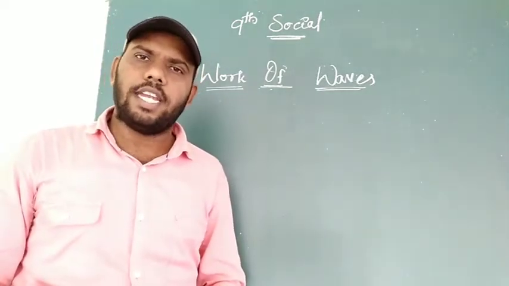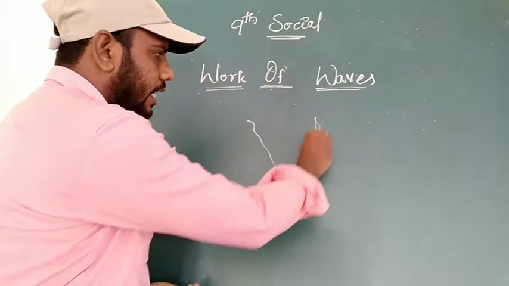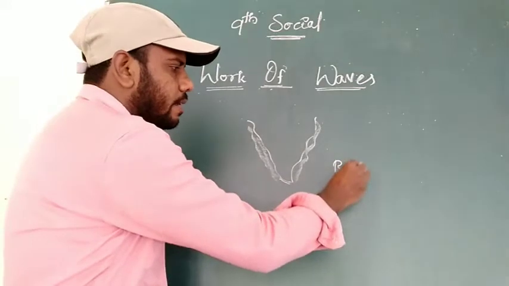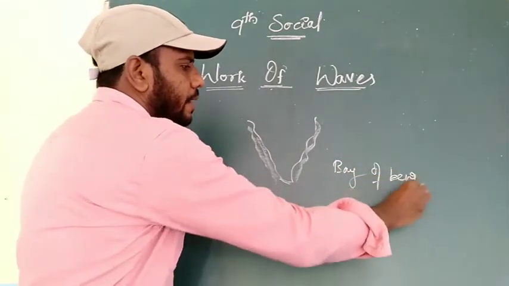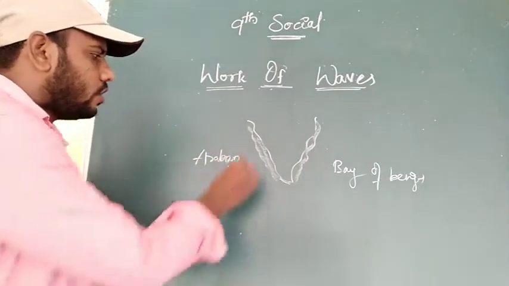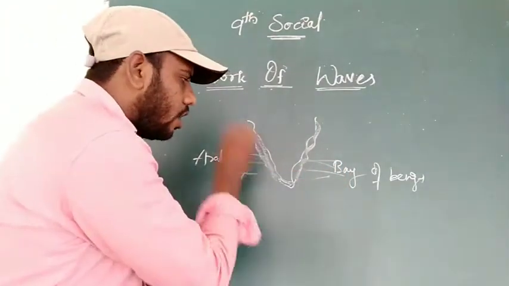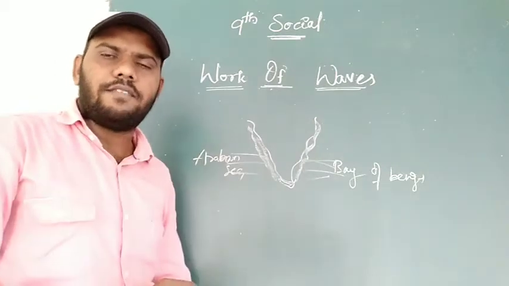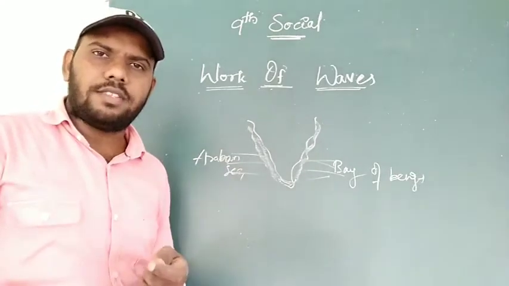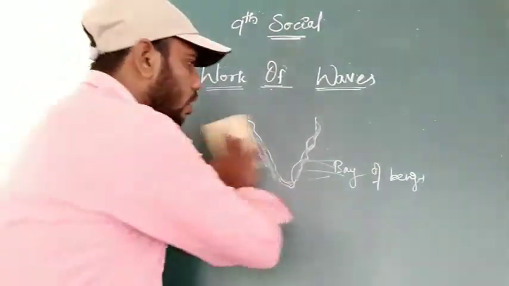In our India also, if we observe southern India, we can find coastal landforms. Here is the Bay of Bengal, yes or not? And here is the Arabian Sea. Due to this ocean or sea, coastal landforms will form. So how do coastal landforms form? The erosion and the deposition by the sea waves form coastal landforms. Okay, children?